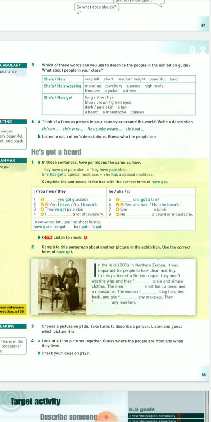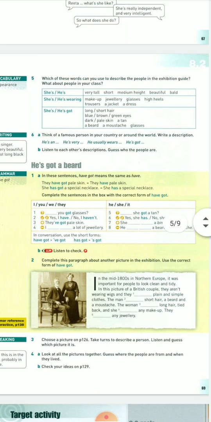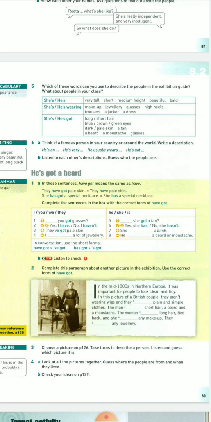Like using words like, for example, he or she is very tall, short, medium height, beautiful, or bald. They are just examples. You say she is or he is. If you want to say it in the past, it is she was or he was, right?